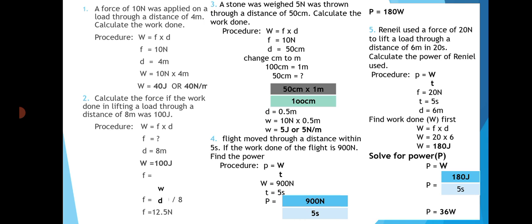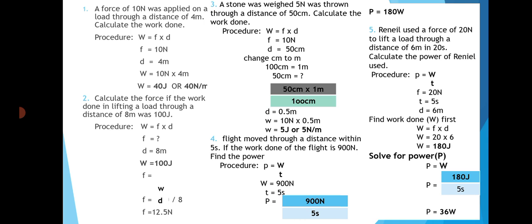Let's take the first one. A force of 100 newton was applied on a load through a distance of 4 meters. Calculate the work done. Procedure. We said W is equal to F times D, that's force times distance. F is equal to 100 newton, distance 4 meters. So therefore, we multiply them. So we get 400 joules or 400 newton meter.